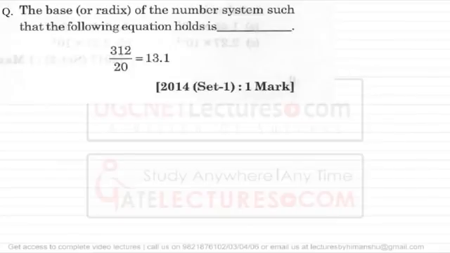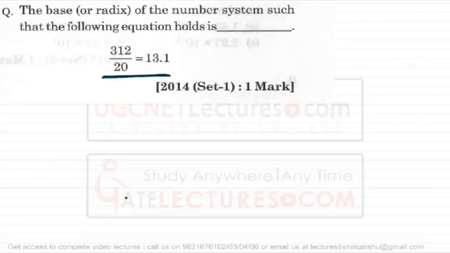Okay, look at the next question now, which was asked in 2014 for 1 mark. They are asking what could be the valid base for which this equation would hold, for which this equation would be true. You can see that this equation is not true for the decimal number system. For the decimal system, the answer must have been 15.6, but you can clearly see the answer is 13.1. So we have to find the base of the number system.